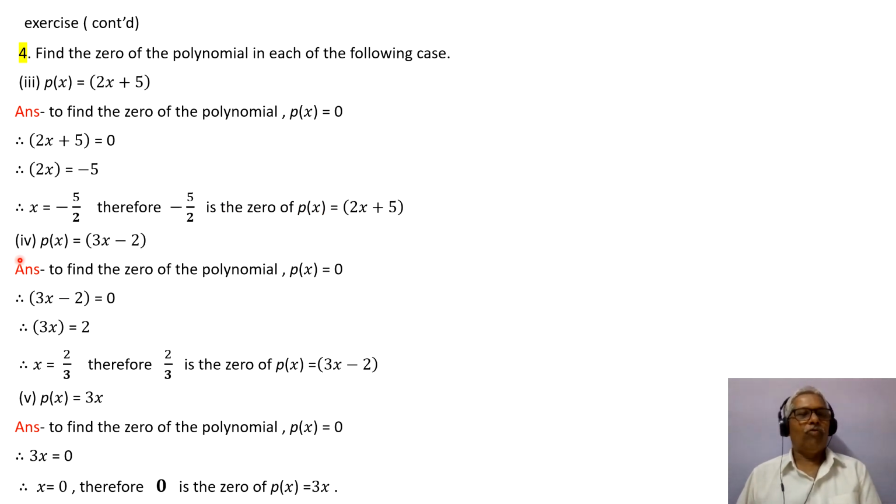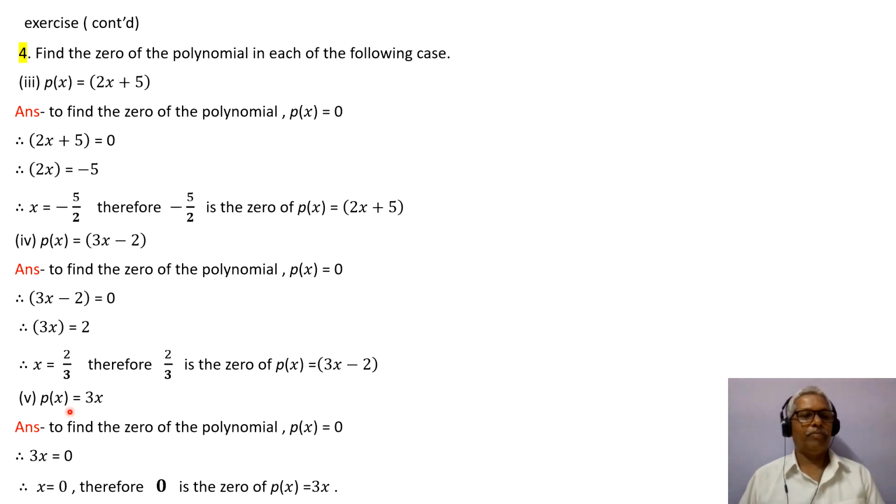Fourth one, px equal to 3x minus 2. All these are very simple. That's why I told you solve it yourself and then try to look in this video. Answer: to find the 0 of the polynomial, px is equal to 0. So 3x minus 2 is 0. So 3x equal to 2. This 2 goes on this side, the sign changes. x equal to 2 upon 3. Therefore, 2 upon 3 is the 0 of px, which is 3x minus 2.